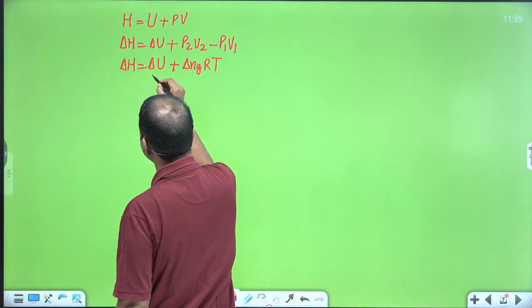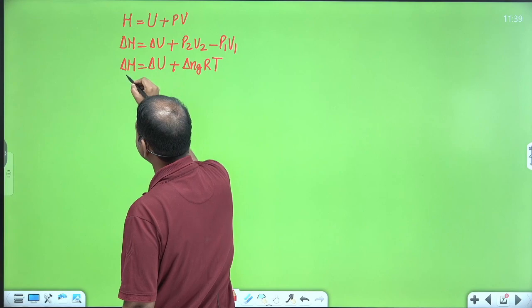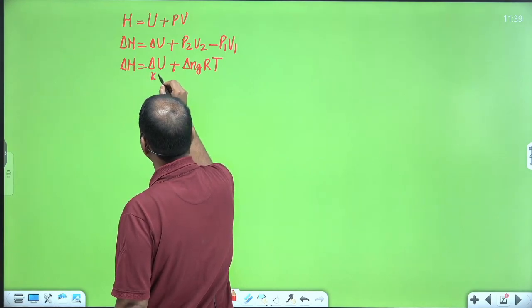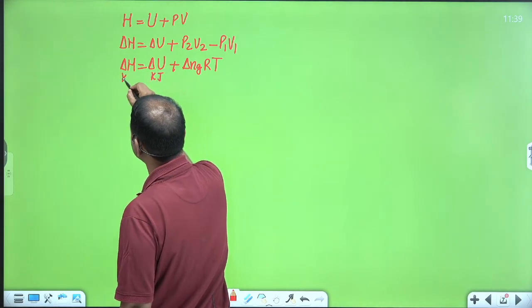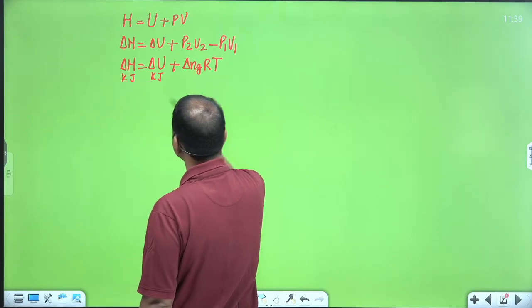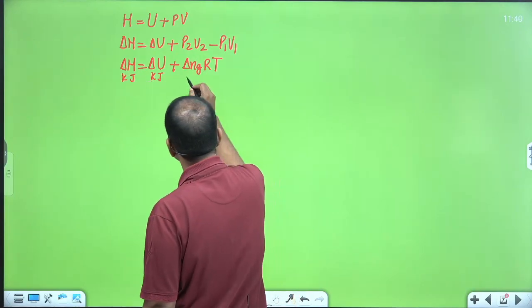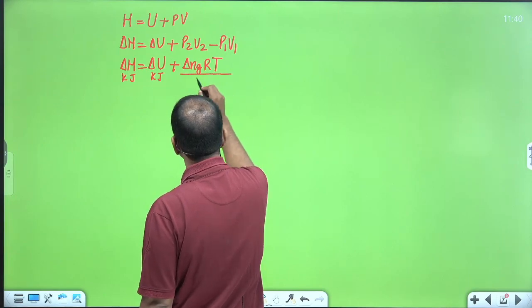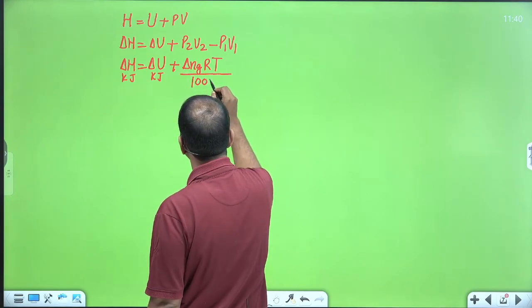Be careful here. We have to calculate delta H in kilojoule, and the value of delta U is also given in kilojoule. When we are putting the value of R as 8.314, this whole thing is coming in joules, so we have to convert this into kilojoule. We should divide it by 1000.